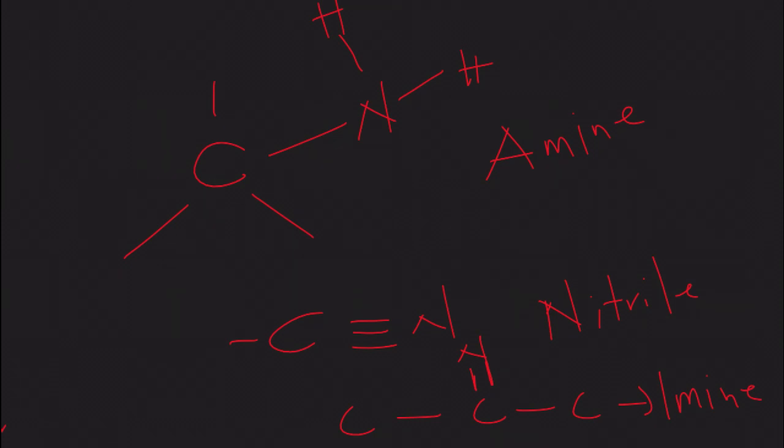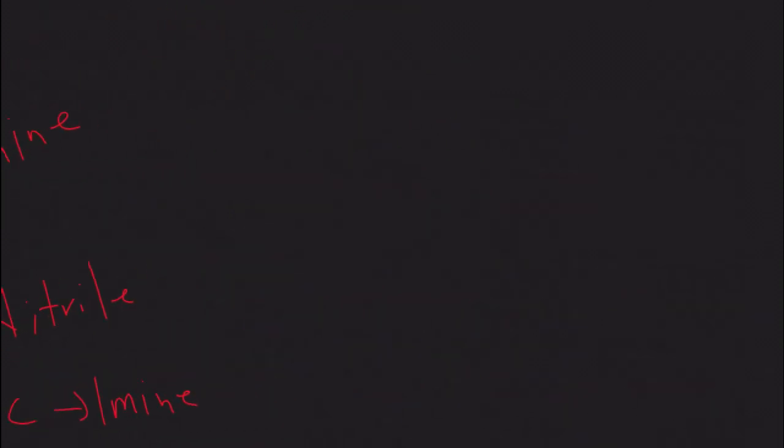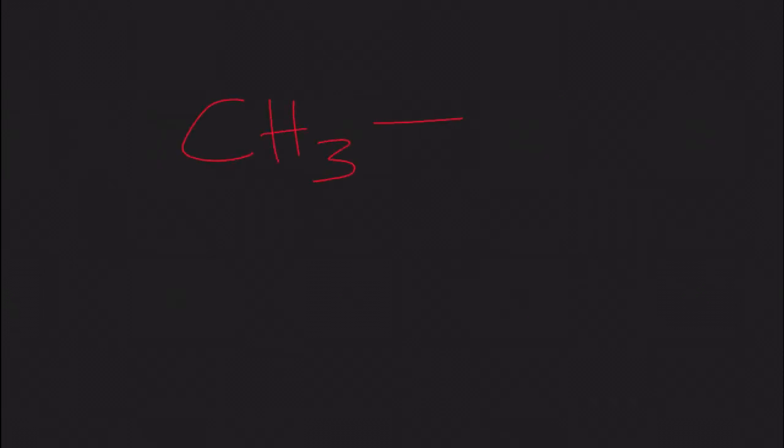Perfect. Moving on, we have what we call a thiol, and you can remember I showed you a structure before which was CH3 bonded singly to a sulfur group, and this is what we call a thiol.